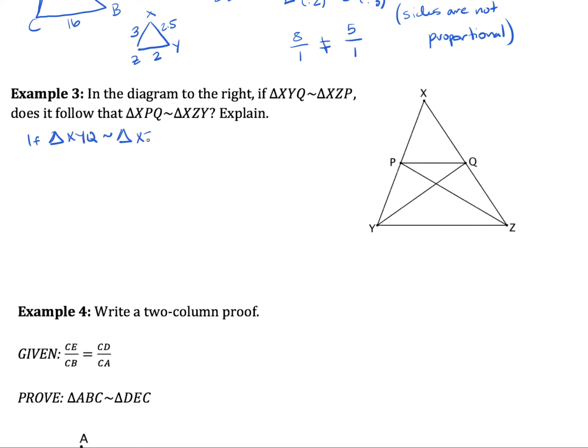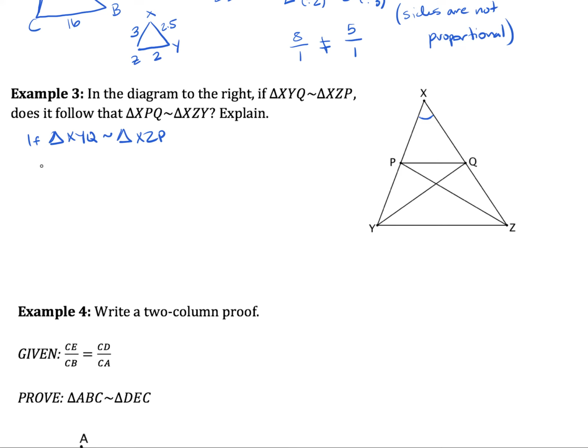Well, let's investigate what we know if triangle XYQ is in fact similar to triangle XZP. If those 2 triangles are similar, we would know that angle X and angle X would be congruent, which would make sense because that's this same angle up here. It's congruent to itself by the reflexive property. We would know that angle Y and angle Z in those 2 triangles would be congruent, and angle Q and angle P would be congruent.